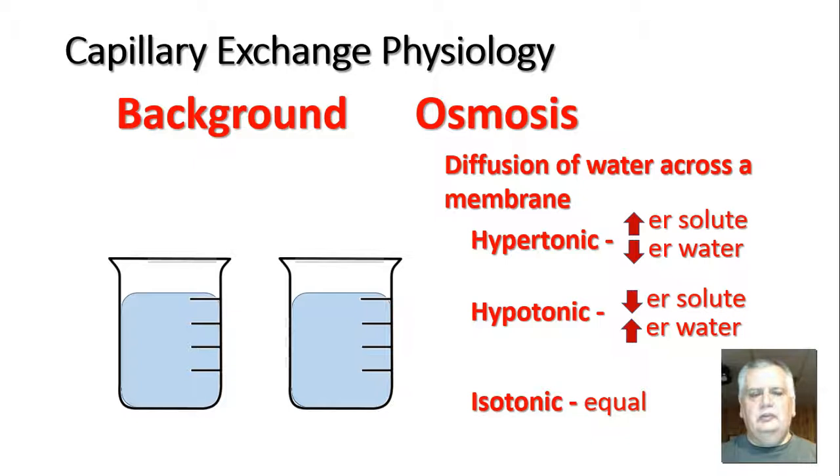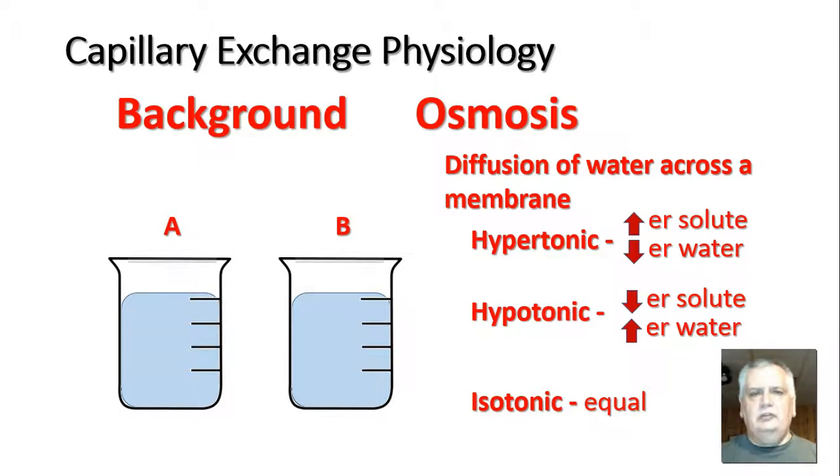Okay, so let's show you what we mean by this graphically. Here we have two beakers, and we're going to fill each of the beakers with 500 milliliters of distilled water, let's say. We'll call the beaker on the left Beaker A, and the beaker on the right Beaker B.